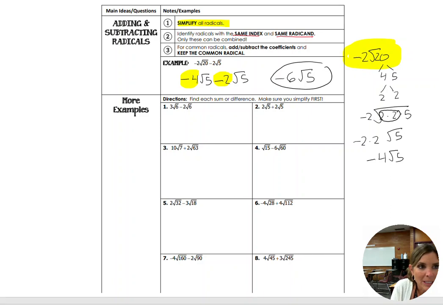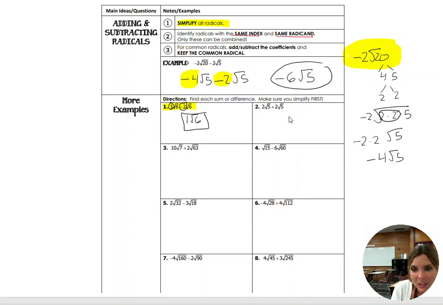Okay, so let's go ahead and look at example number 1. On example number 1, you can see that we have 2 like radicals, and these are already simplified. So if they're like radicals, they're already simplified. The only thing you need to do is to add the coefficients. So I have a 3 and I have a negative 2. So 3 plus negative 2 is 1. And then I'm going to keep the radical the same. So 1 root 6.